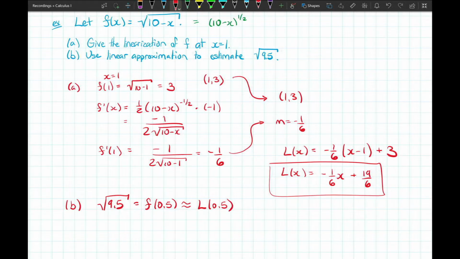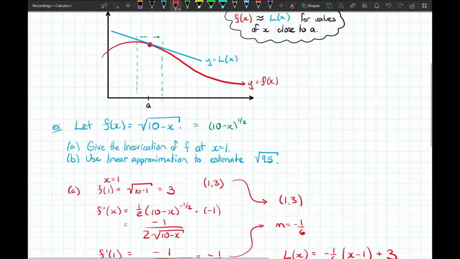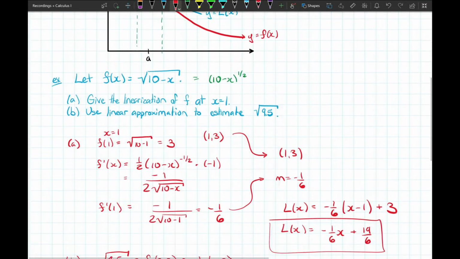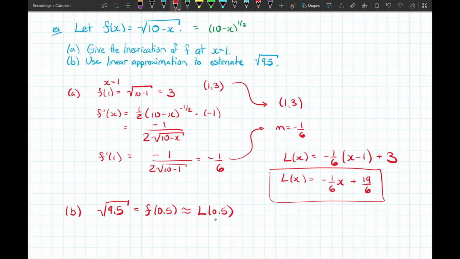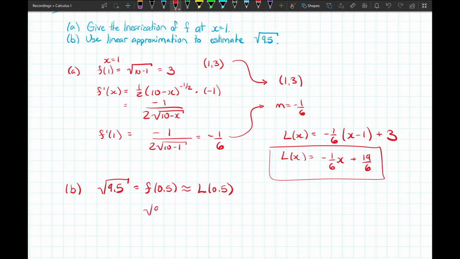Because we found the linearization at x equals 1, and 0.5 is going to be kind of close to that little local neighborhood of values close to a. As long as we don't go too far from x equals 1, our linearization and the red function should be fairly close to the same. So we can just plug 0.5 into our linearization and say, well, that should be pretty close to the square root of 9.5. So square root of 9.5 is approximately equal to the linearization -1/6 times x, which is 0.5, plus 19 over 6.